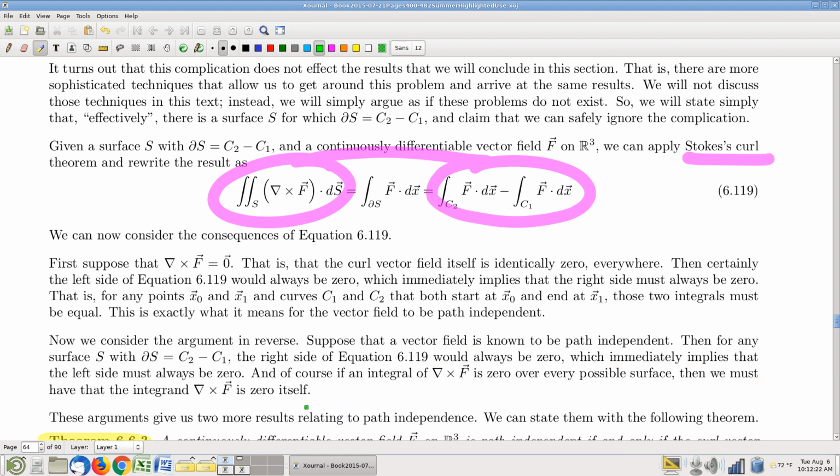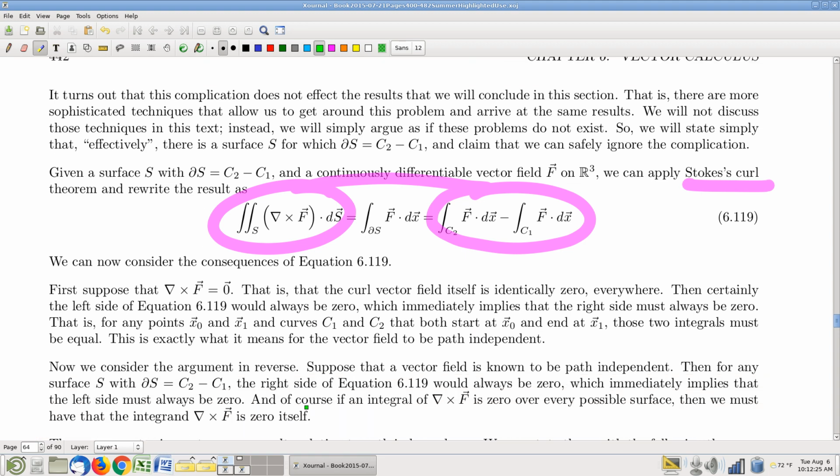Same thing. If the vector field's path independent, then these two integrals are the same, which means that this difference is 0, which means this right side of the equation is 0, which means this left side of the equation is 0. Wait a second. Hang on, slow down. You're telling me that we've got a flux integral, and no matter what surface you pick, you always get 0. Well, there's only one possibility, and that is the integrand must be 0. So path independent means that the curl is 0. Just for clarification.